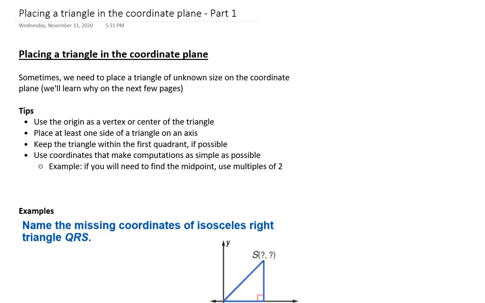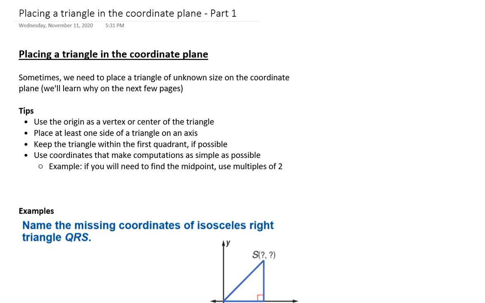So some tips for when we want to graph something on a coordinate plane. If we can use the origin either for the center of the triangle or for the vertex of the triangle, especially if it's the vertex, that is a huge help. I'm a big fan of putting one of my vertices of a triangle on the origin. Secondly, if we can put at least one side on an axis, ideally, if it's a right triangle, we can use both axes. Third, try to keep it in the first quadrant, mainly because it's just easier dealing with positive coordinates than negative coordinates.